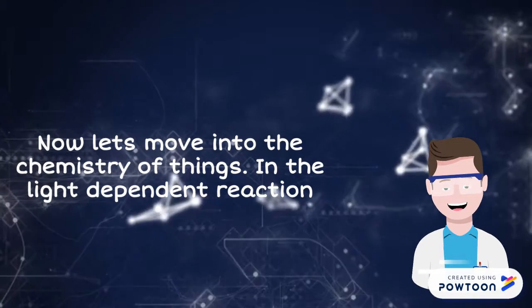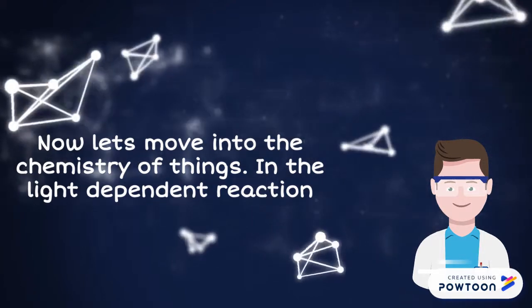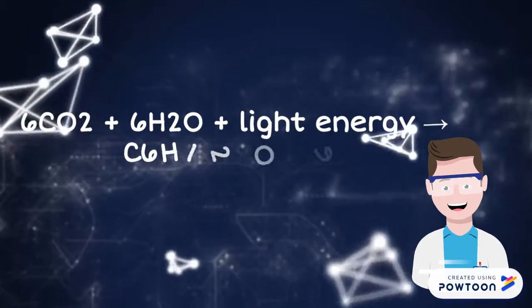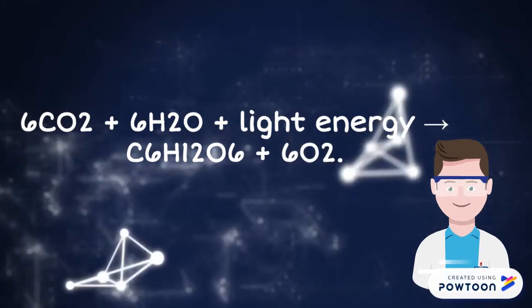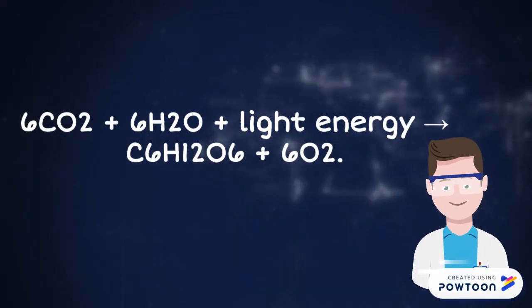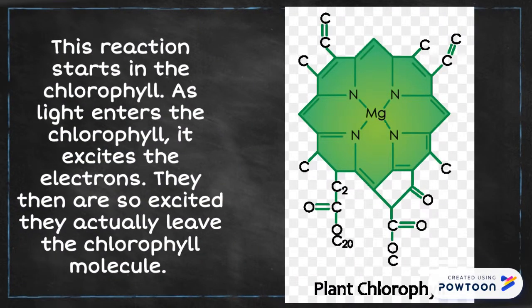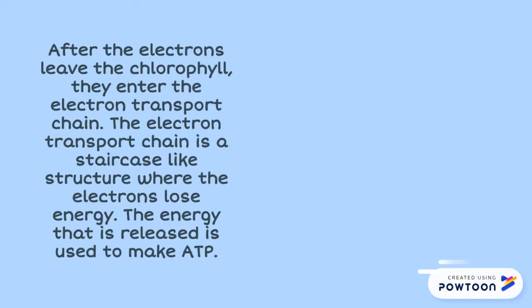Now let's move into the chemistry of things. In the light-dependent reaction, 6CO2 plus 6H2O plus light energy yields C6H12O6, glucose, and 6O2. This reaction starts in the chlorophyll. As light enters the chlorophyll, it excites the electrons. They then are so excited they actually leave the chlorophyll molecule.